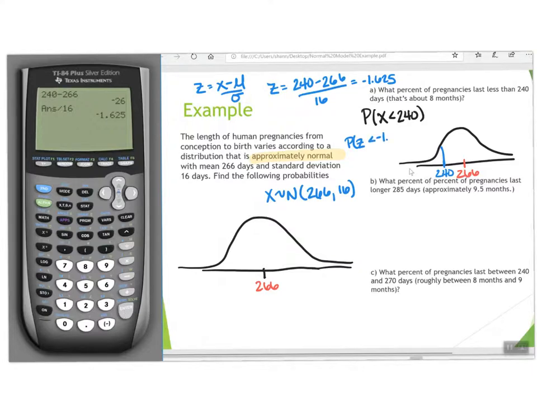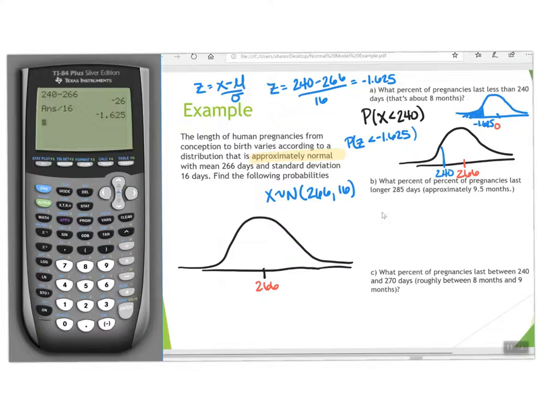Now, on your curve, you're going to draw a curve, and this time we're going to make the mean of that curve, because this is a z-score, 0. So let's draw a curve. Set the mean to 0. Negative 1.625 is on the left-hand side of 0. And we're going to shade to the left, since we were lower.